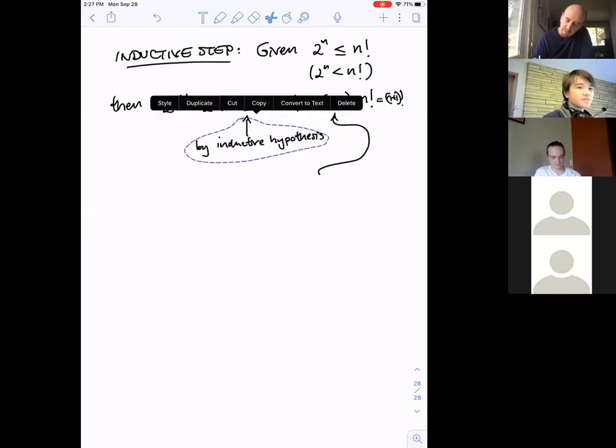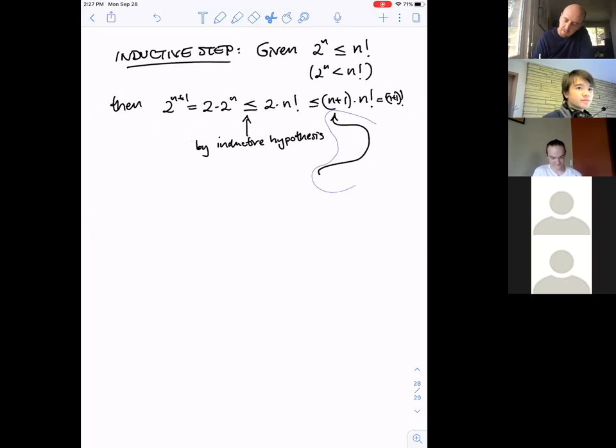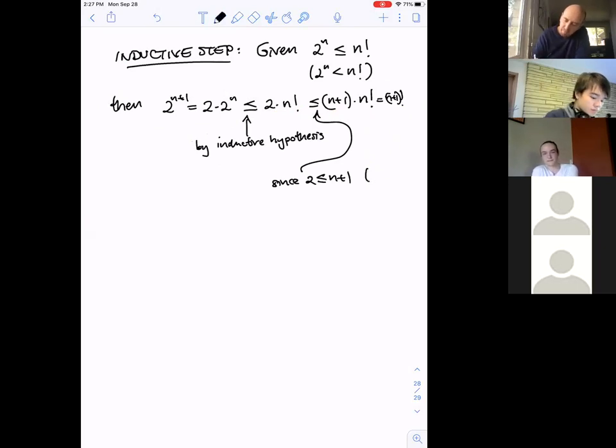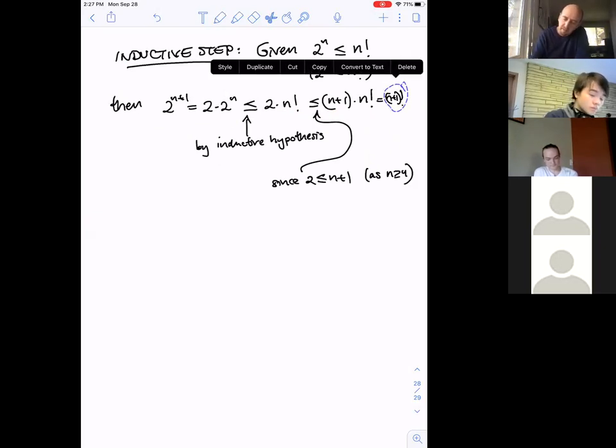So this was by inductive hypothesis, and this one I'm claiming is going to be since 2 is less than or equal to n plus 1, right? Here we had a 2 times n factorial, and here we had an n plus 1 times n factorial. And how do we know that 2 is less than or equal to n plus 1? Because n is at least 4. And this thing looked messy. Let's get rid of that. Okay.